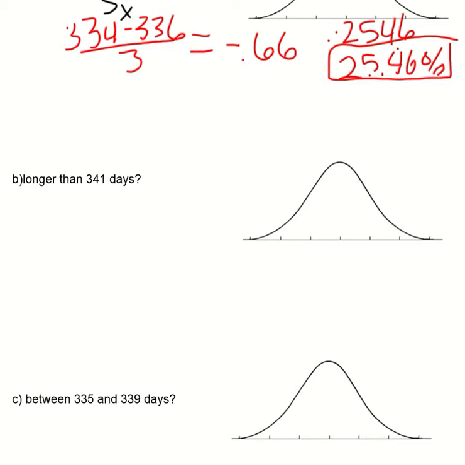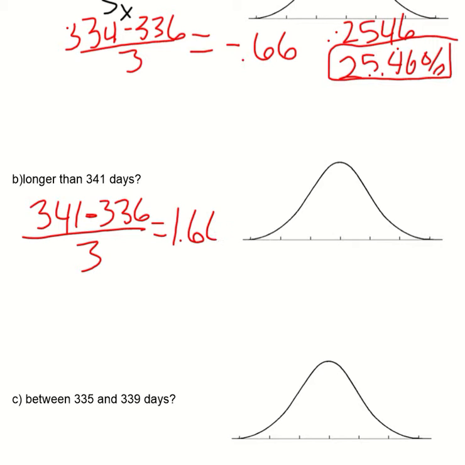So here is our next question. It says, how about if they're longer than 341 days? So we use that same formula. This time, though, instead of 334, we're going to use 341. We go 341 minus 336 divided by 3, and we get 1.66. So we find 1.66 on our standard normal table, and we get 0.9515. But remember, it said it's longer than 341 days.